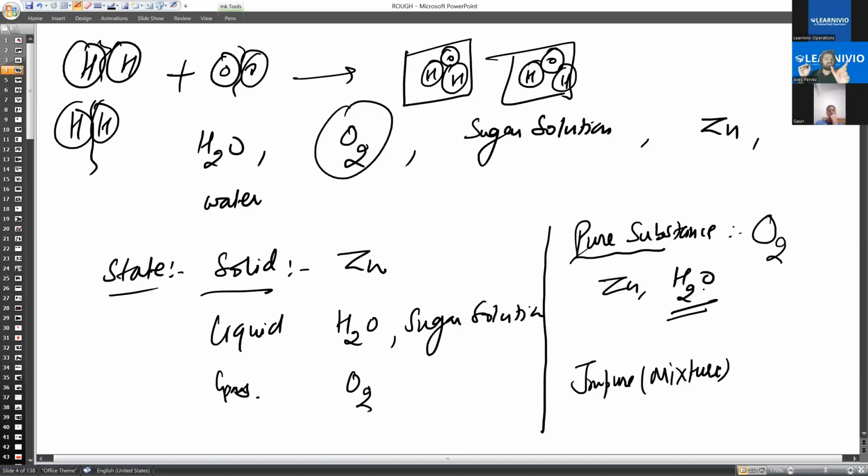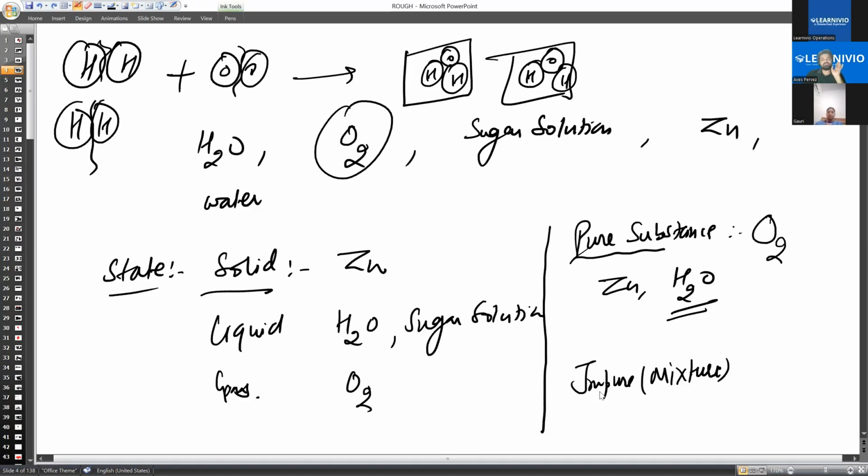A car is considered to be a single unit because a seat alone cannot travel, an engine alone cannot travel, and a wheel alone cannot travel for a long distance. So when we combine all of them, they form a car, and a car is a special unit. Same way, hydrogen and oxygen when combined together form water, and water is a particular specific substance.